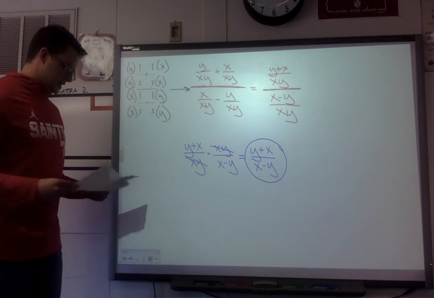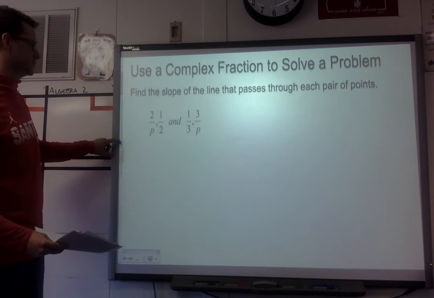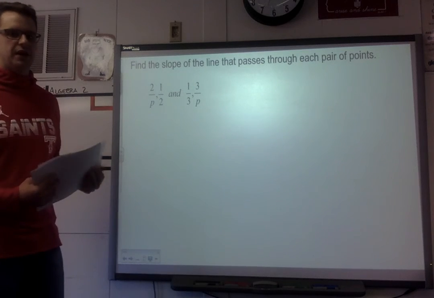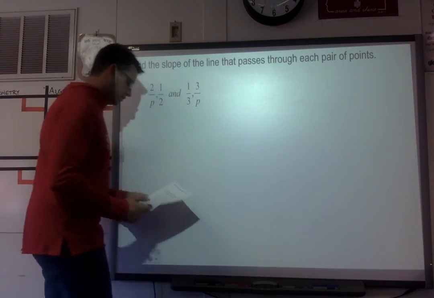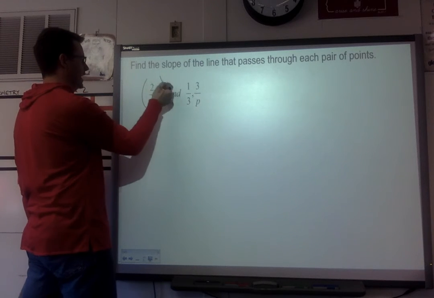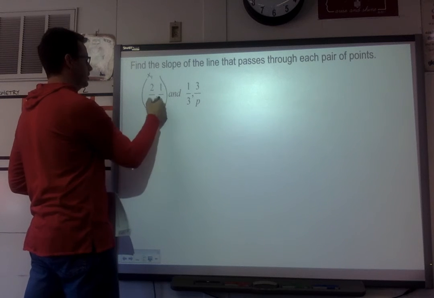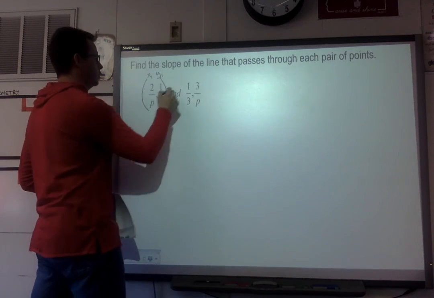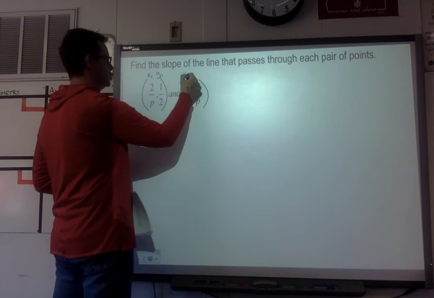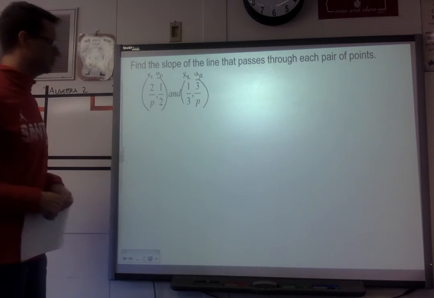So the last slide here, we're going to go through solving a problem using what we just learned. Find the slope of the line that passes through each pair of points. We have one point that's at 2 over p, 1/2. So 2 over p is our x term. We'll call that x1. 1/2 will be our y1. Second point has an x2 of 1/3 and a y2 of 3 over p.